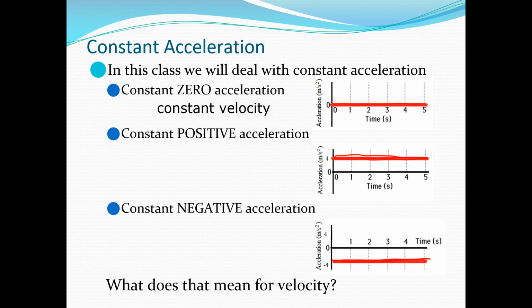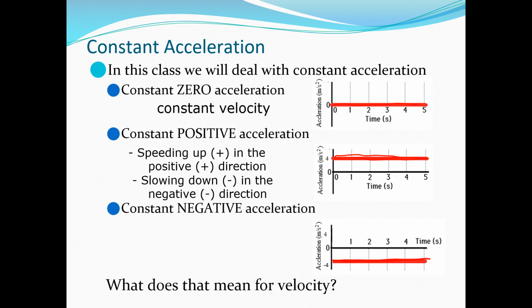So what that means in very physicsy terms is if we have a constant zero acceleration, we have a constant velocity. It means we're not changing our velocity at all. We're just traveling along the same velocity, very happy, we're content. If we have a constant positive acceleration, that could mean one of two things. Either A, we're speeding up in the positive direction, or B, we're slowing down in the negative direction. So basically, if our position and our velocity have the same sign, we're going to have a positive acceleration.